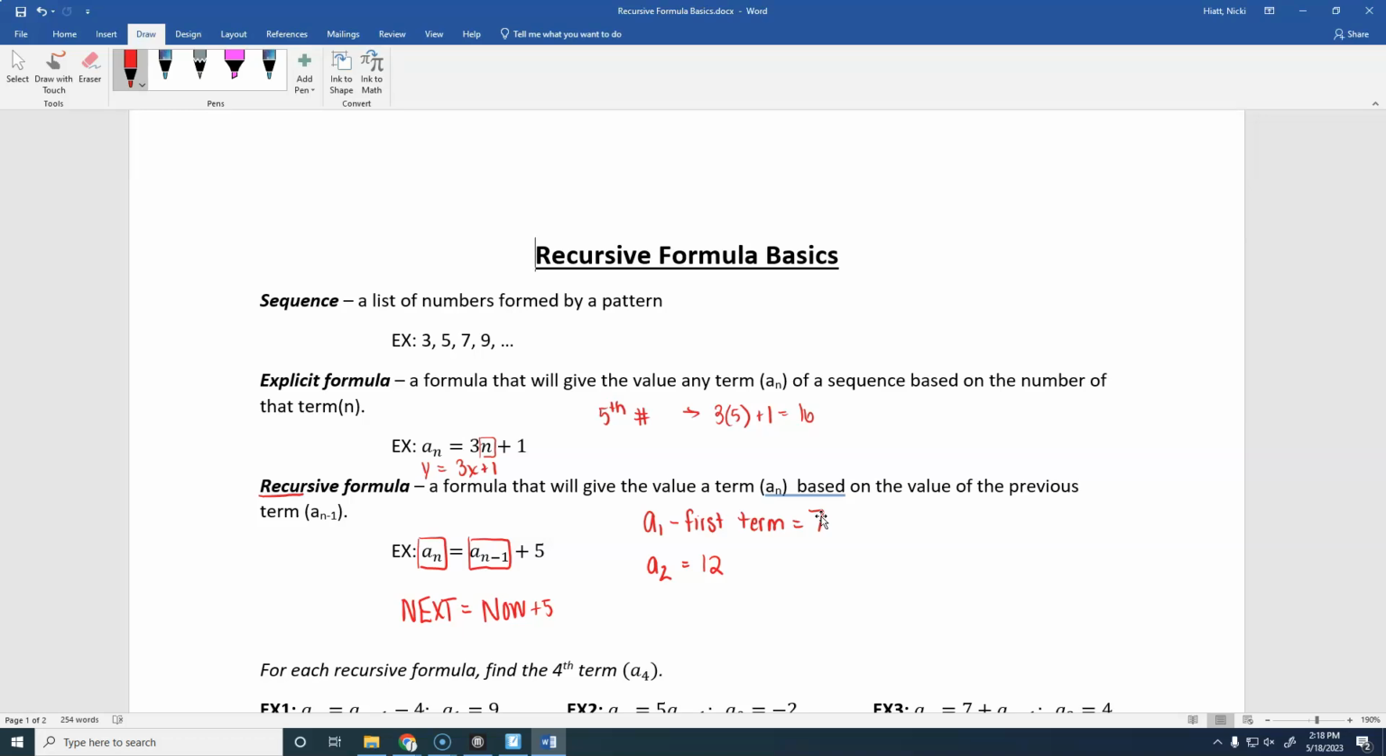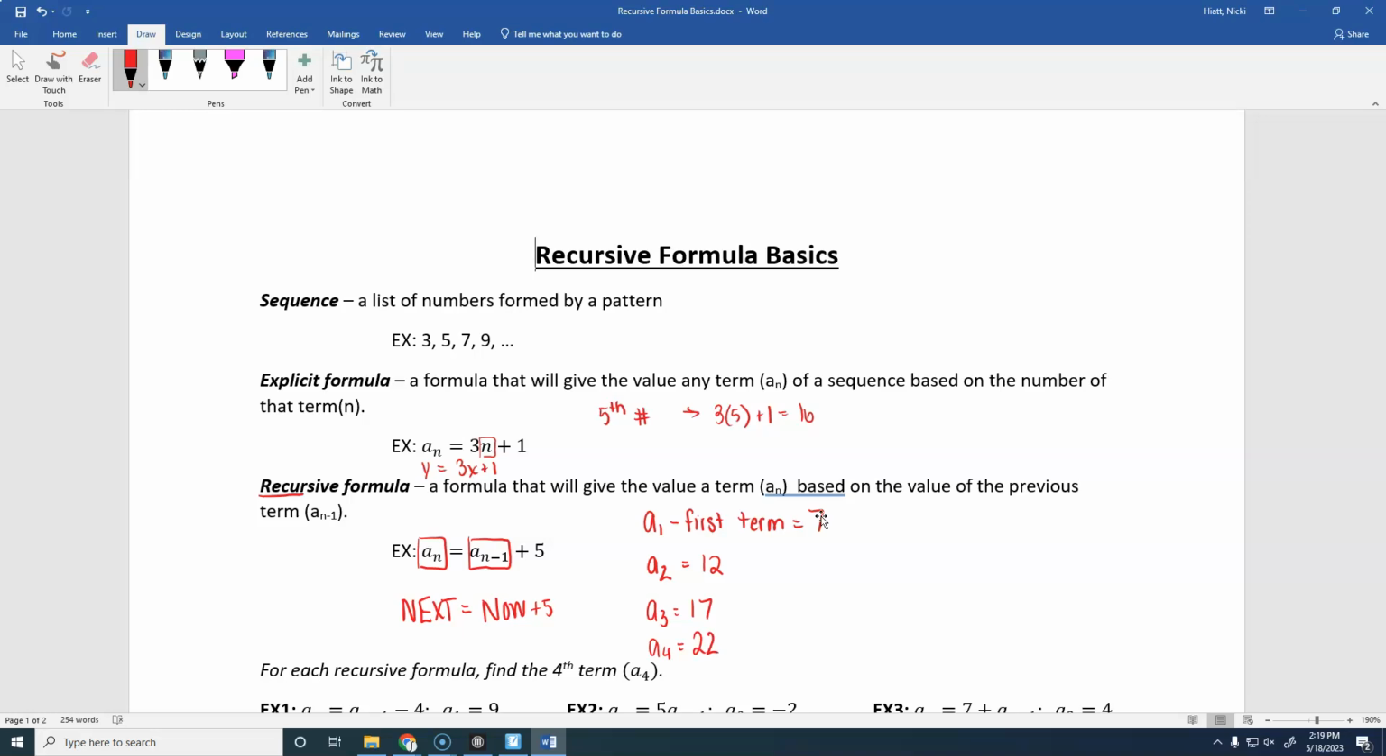If I want to know the next term, I would do 12 plus 5. Take what I've got now, which is now 12, add 5 to it. That would give me 17. What would the next term be? 22. And then you would just keep doing that.